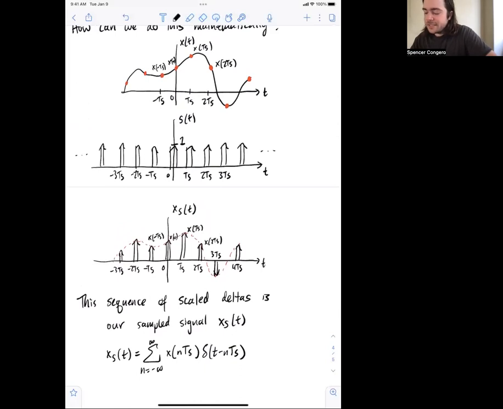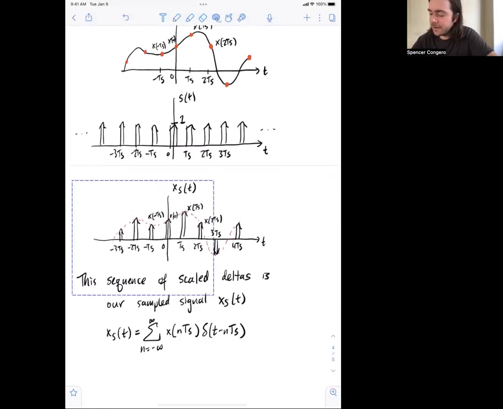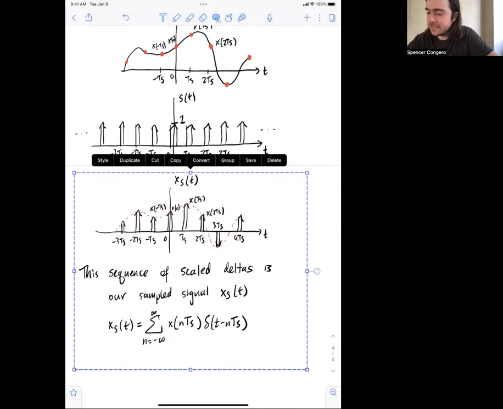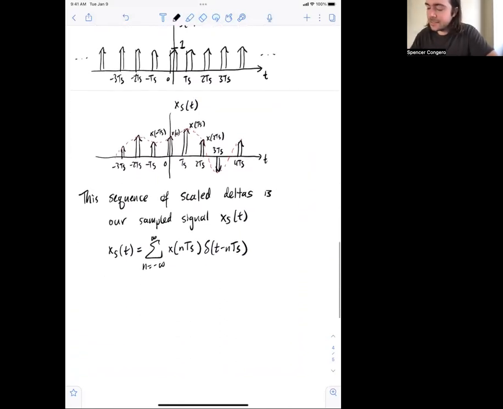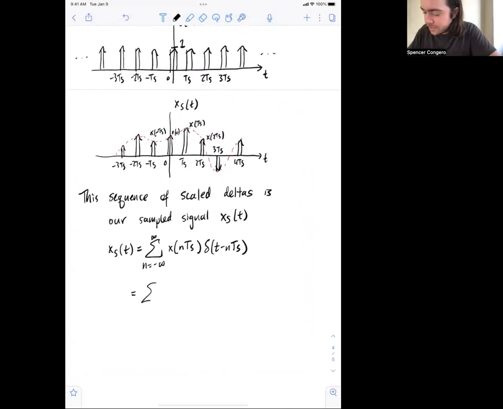Now the big question is, all right, that's all good, but is there a way for me to write x sub s, the sampled signal, in terms of x of t and s of t? Because right now that's not really clear. I wrote this thing down, but is there a way to write this cleanly in terms of x and s? And it turns out there is, so let's just manipulate this equation a little bit.